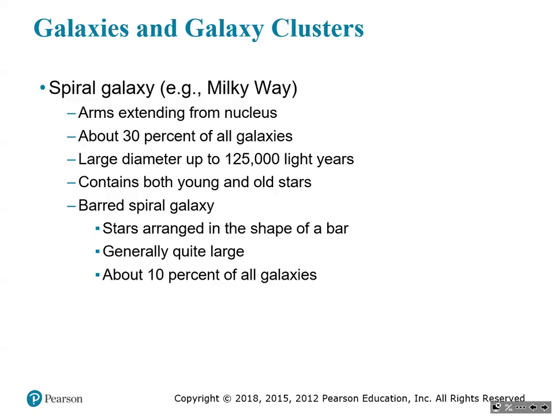And in a barred spiral galaxy, the stars are arranged in the shape of a bar in the center of the galaxy. They are generally quite large. The Milky Way is probably a barred spiral galaxy. And they make up about 10% of all galaxies, so about a third of spiral galaxies. And the other 2/3 are what are called normal spiral galaxies. The easiest to see nearby is the Andromeda galaxy.